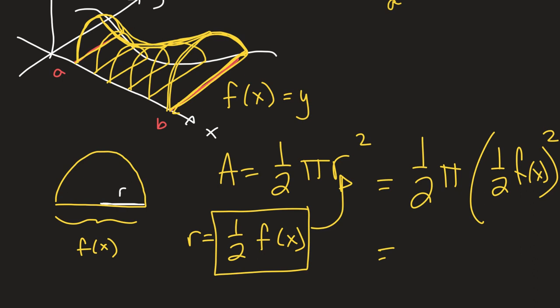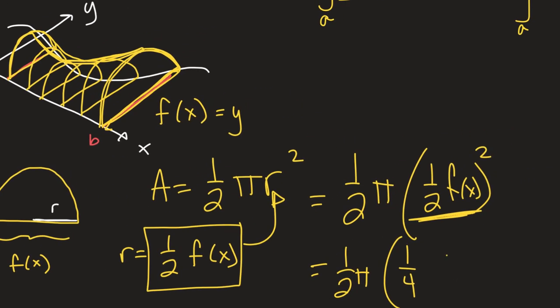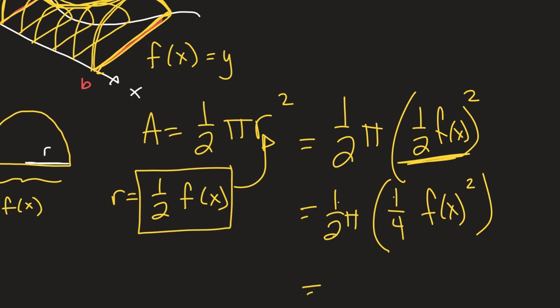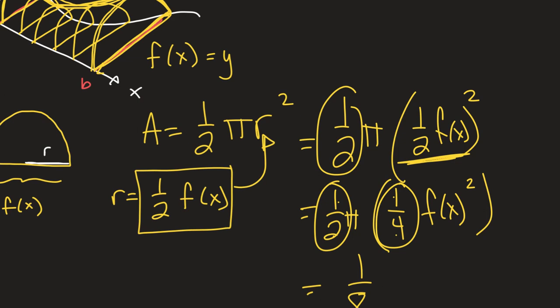So we still have half of pi. Now what happens when I square 1/2? That becomes a 1/4 because a half times a half is a fourth. And then I have f of x squared. So what is the coefficient here? It's 1/2 times 1/4, which is 1/8. So 1/2 out front, this is the same 1/2, 1/2 times 1/4 is 1/8. I still have my pi, and now I have f of x squared.